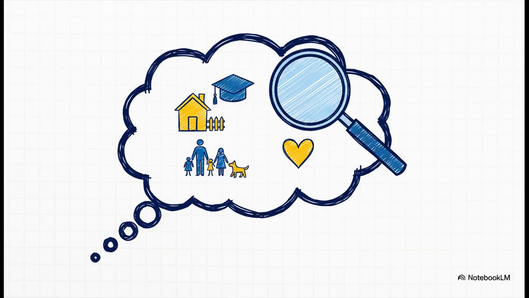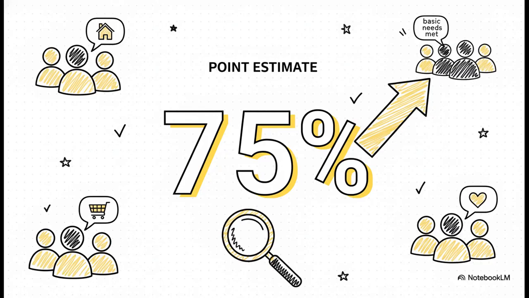Okay, enough theory. Theory is great, but let's make this real. Let's look at an actual study that was done for the Center for a New American Dream. All right, so they surveyed over 1,800 American adults, and their point estimate, their single best guess, was that 75% of them said having basic needs met is a key part of their vision for the American dream.